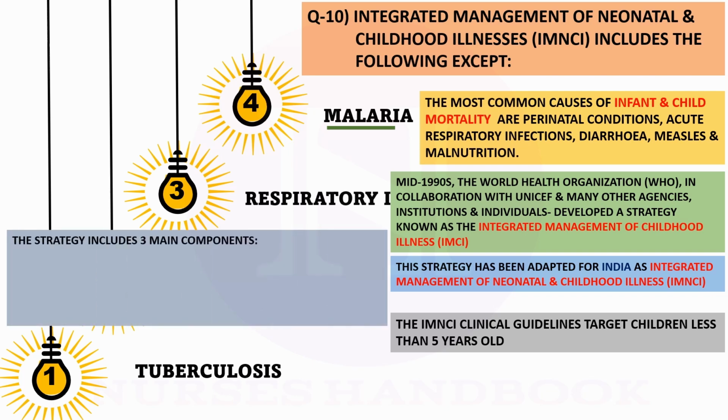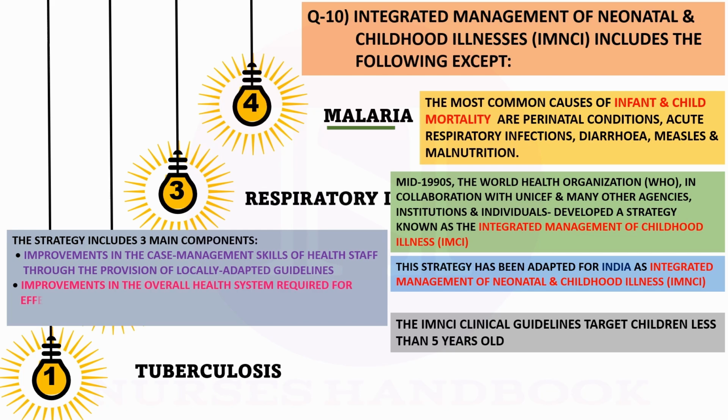It has 3 main components. Improvement in the case management skills of health staff through the provision of locally adapted guidelines. Second one, improvement in the overall health system required for effective management of childhood illnesses. Third one, improvement in family and community healthcare practices.